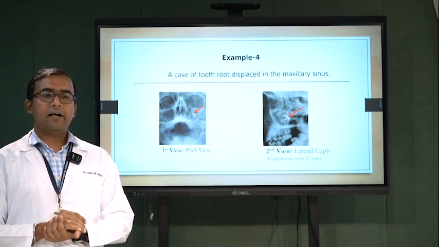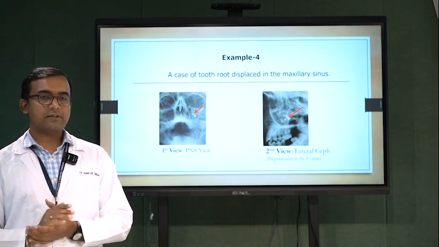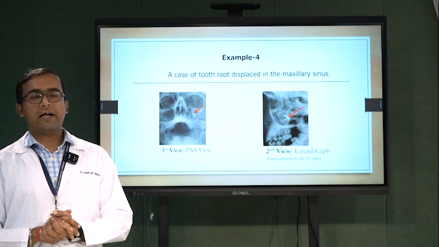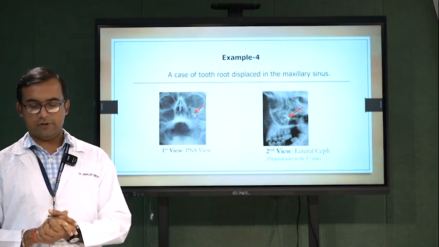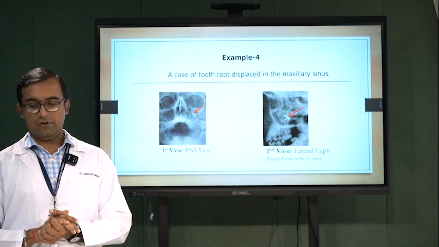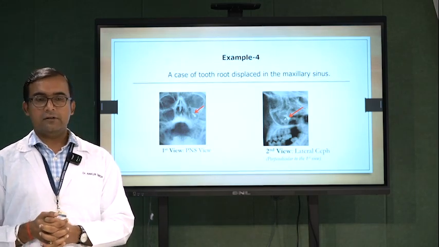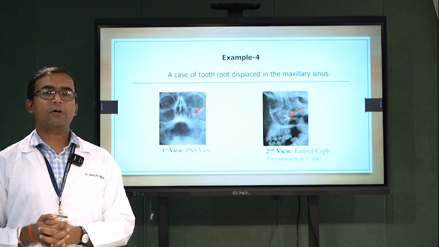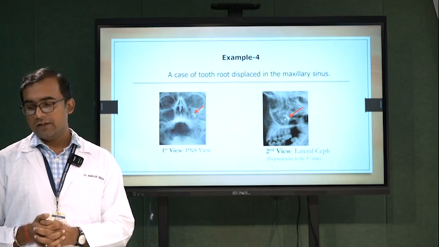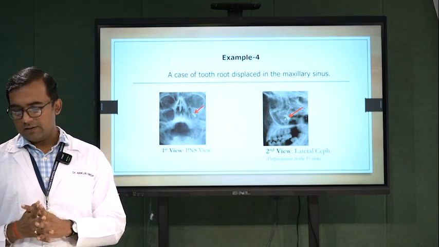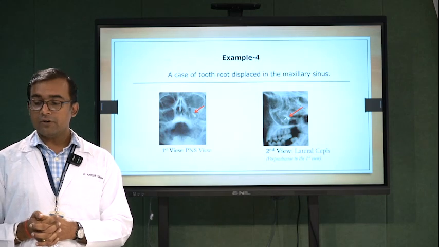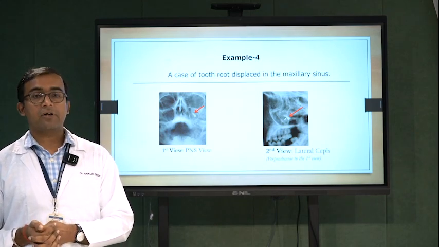So if there is a palatal root of 2/6 or 1/6, and if we try to extract the tooth, the root gets fractured. Now if we try to remove the root, it can get slipped or displaced into the antrum. So this is what is the case. Some tooth-like object, or the tooth or the root, is placed inside the antrum.